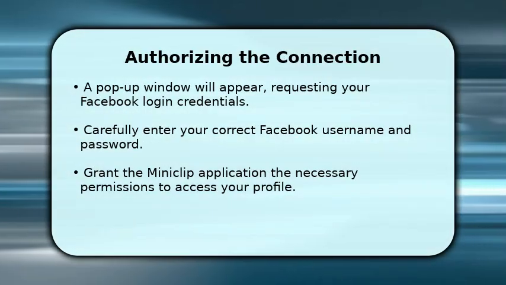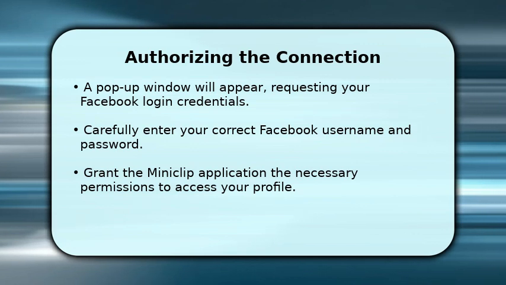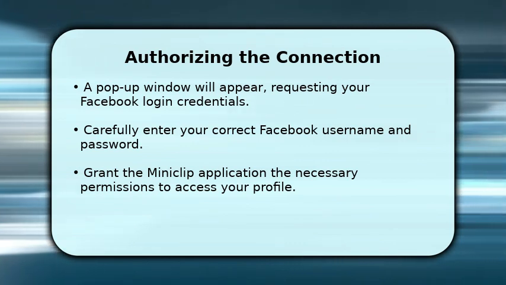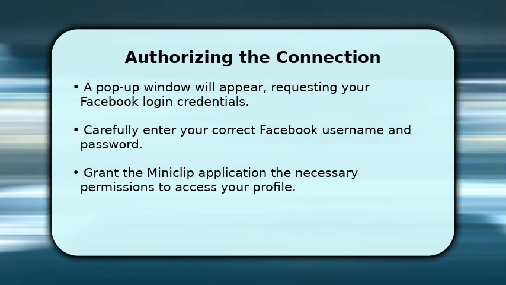After clicking the Facebook icon, a new pop-up window will appear on your screen. This window will prompt you to enter your Facebook login details, including your username and password. It is crucial to enter these accurately. Following this, you will be asked to grant Miniclip permission to access certain aspects of your Facebook profile, which is essential for the connection to be successful.